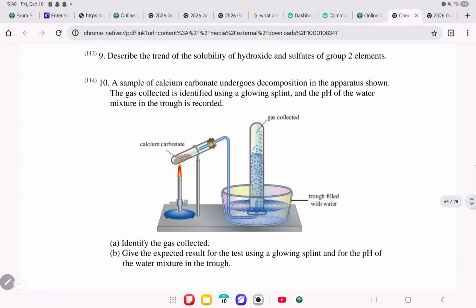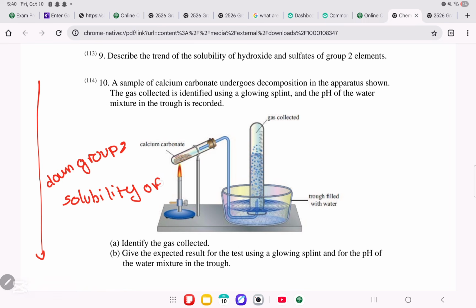What does it say in question number 9? Describe the trend of the solubility of hydroxides and sulfates of group 2 elements. Very simply, what do you need to know? You need to know that as we go down group 2, first we start with hydroxides: the solubility of hydroxides increases down the group, then sulfates, which are SO4 2-, decrease down the group.